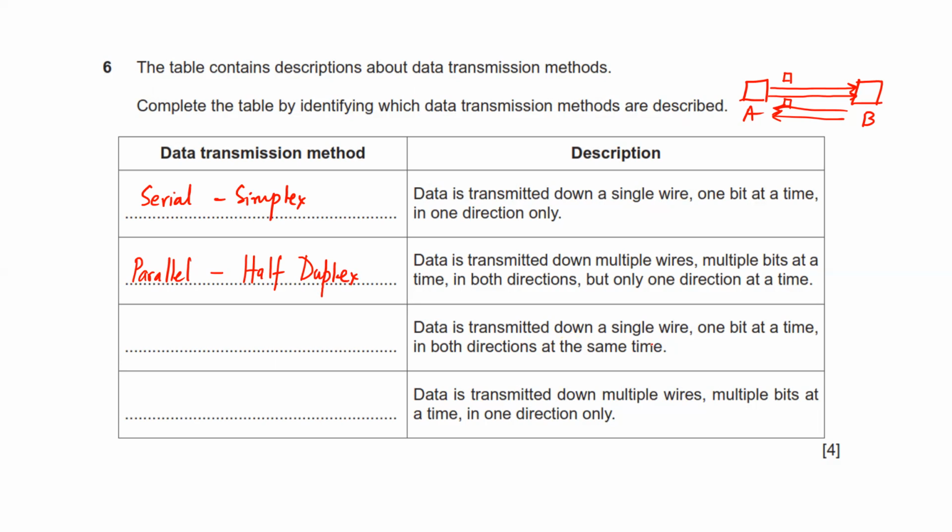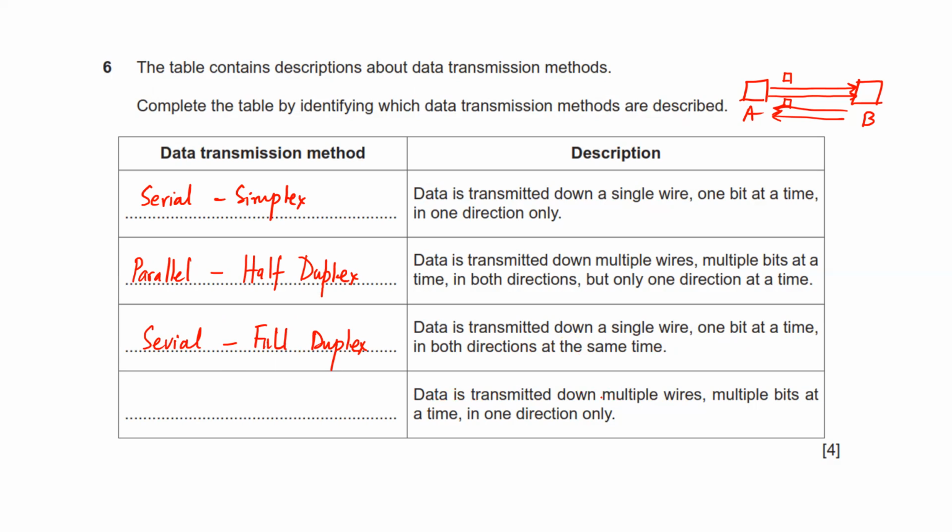Then it says data transmitted down a single wire, one bit at a time, in both directions at the same time. So it is serial communication. You have only one wire, but at the same time it allows both ends to communicate with each other. It means full duplex. If you're using a telephone, both users can speak at the same time.